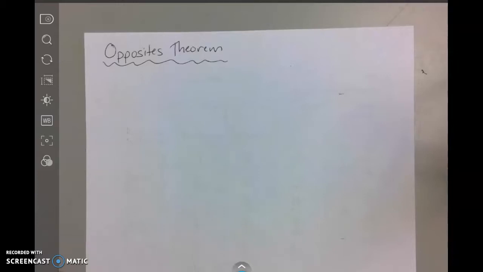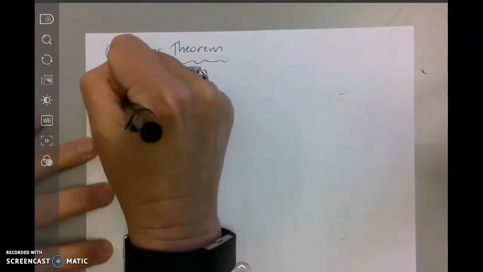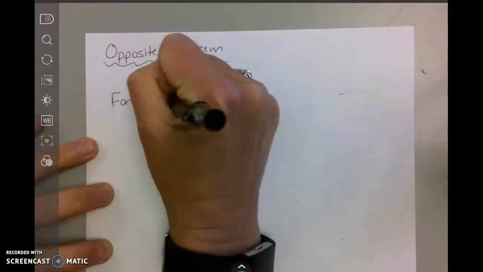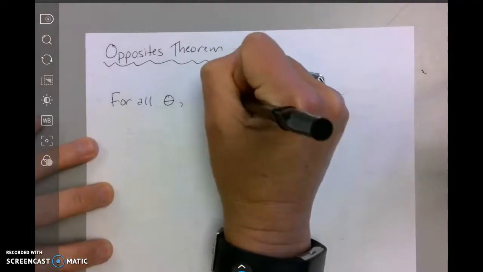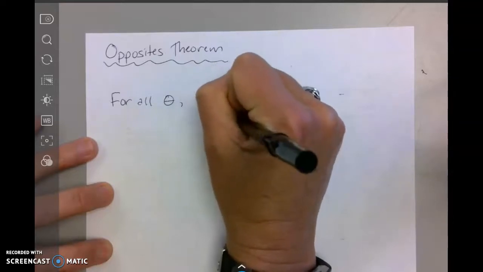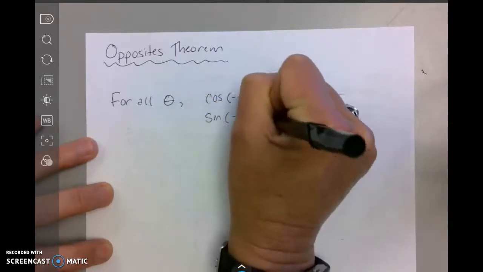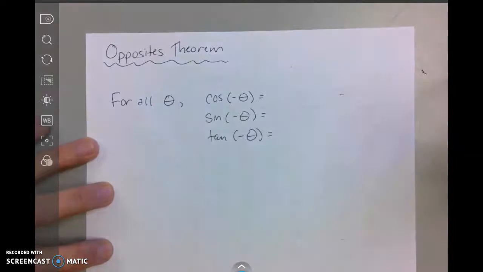And in the opposites theorem, what we're going to be doing is comparing theta and negative or opposite of theta, which you're going to see in just a second. So I'm going to leave a little space because I want to put some more notes up here. But what we're going to look at is, for all theta, we're going to talk about what happens when we look at the cosine of the opposite of theta, the sine of the opposite of theta, and the tangent of the opposite of theta.